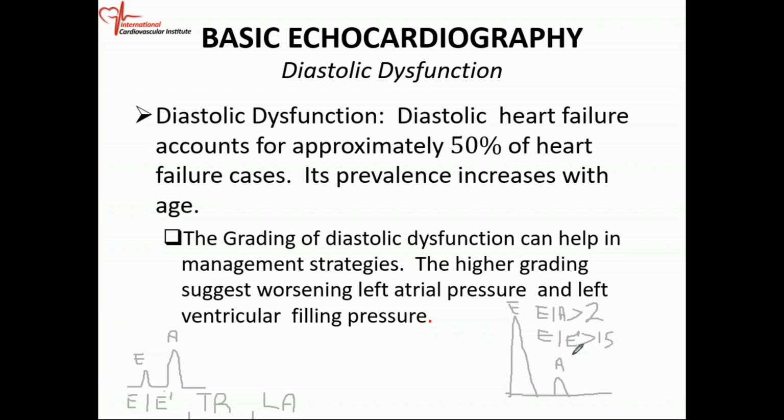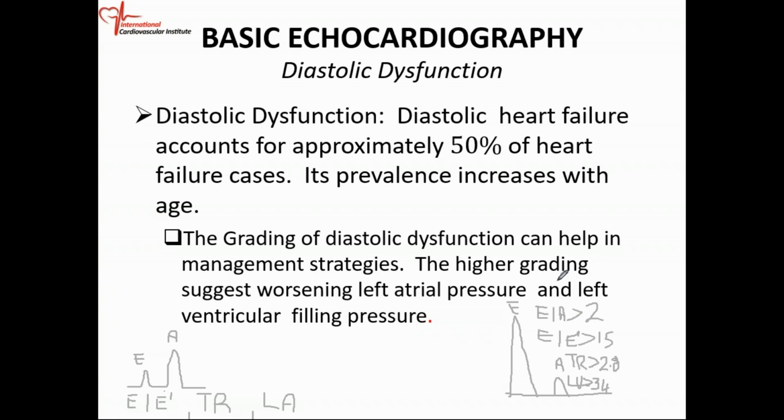When you do your TR velocity, your peak TR velocity is greater than 2.8 meters per second. When you do your left atrial volume index, that is greater than 34 mLs per meter squared. Relatively easy to identify these patients.